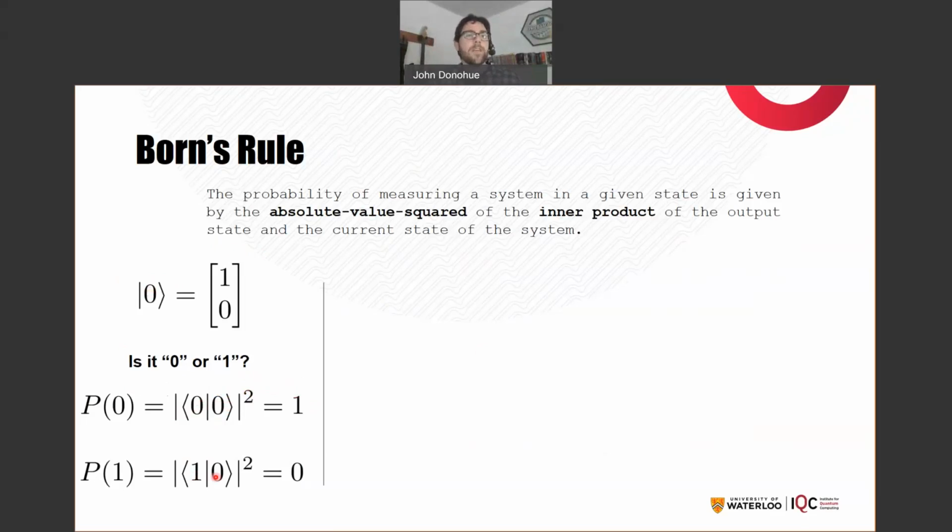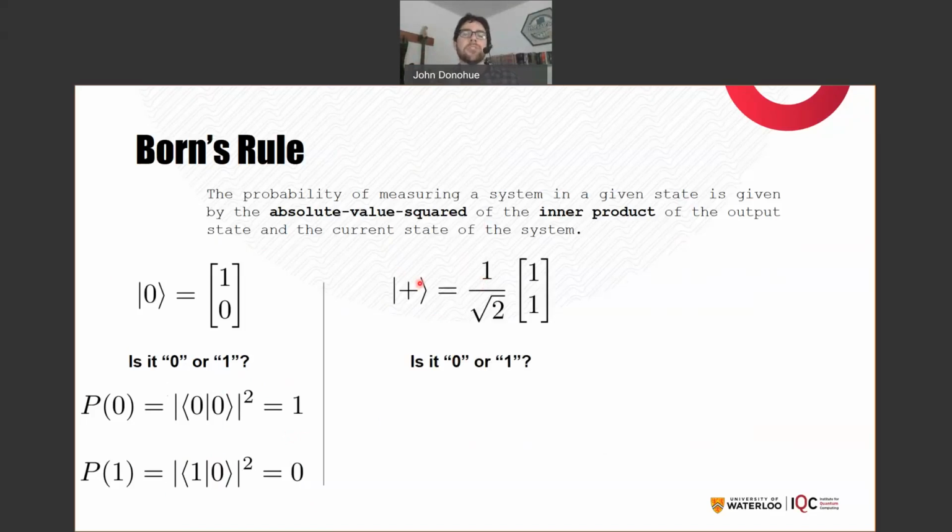The probability of measuring the outcome 1, well, I look at the overlap of the vector 0 with the vector 1. Those are orthogonal vectors. 0 overlap, 0 probability of measuring the outcome 1 when you have the quantum state 0. But what about if we have a different state?